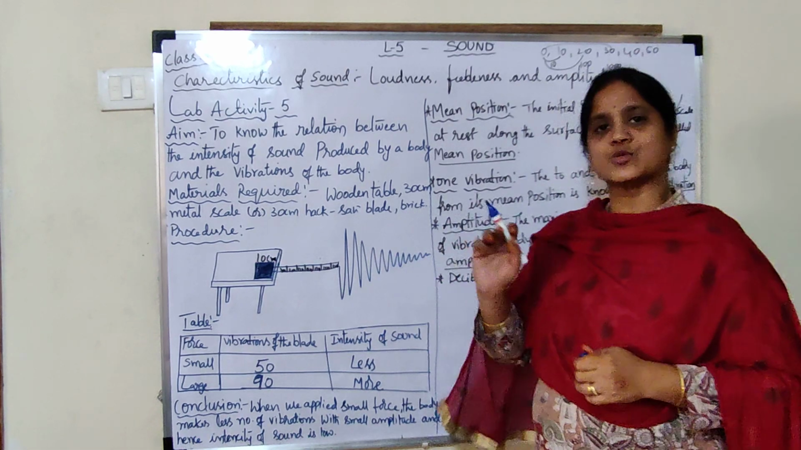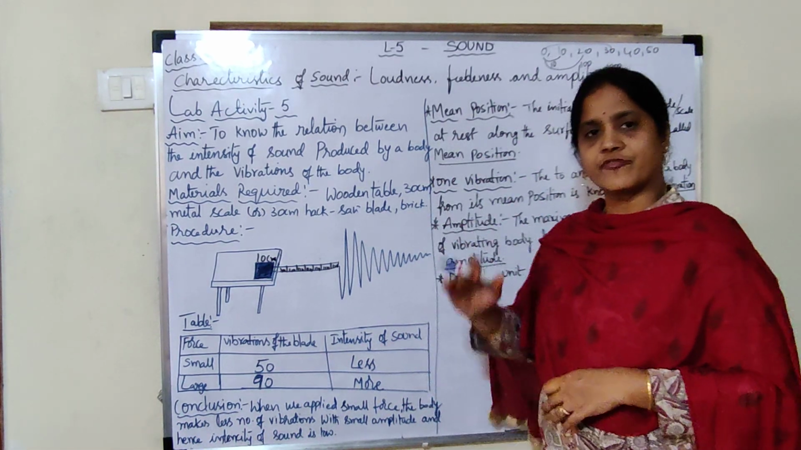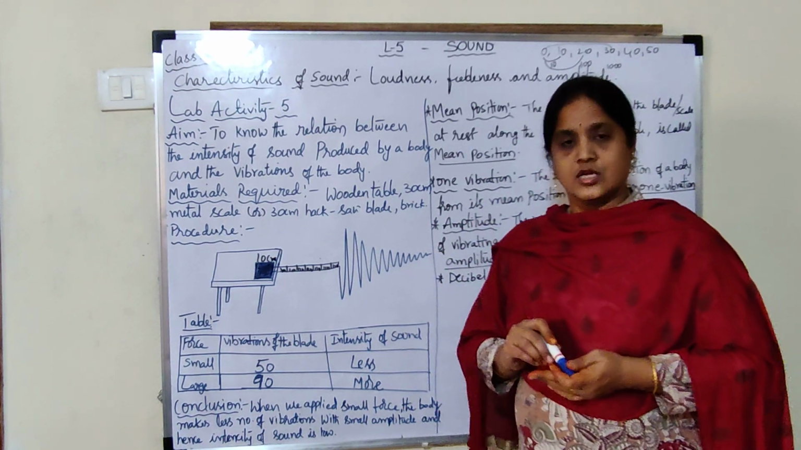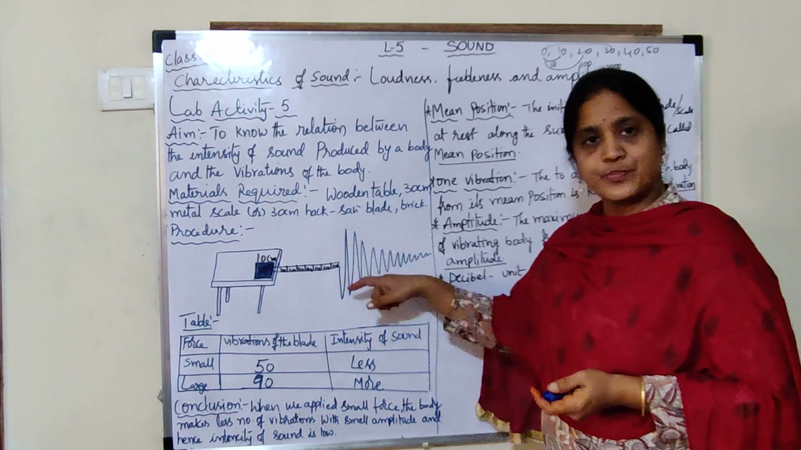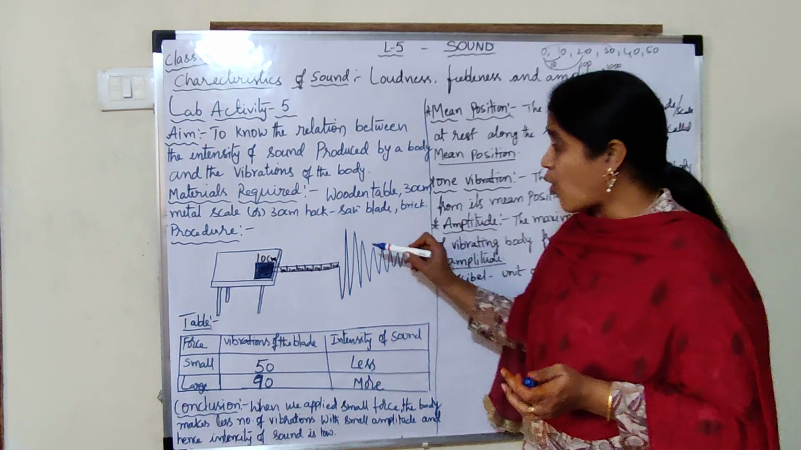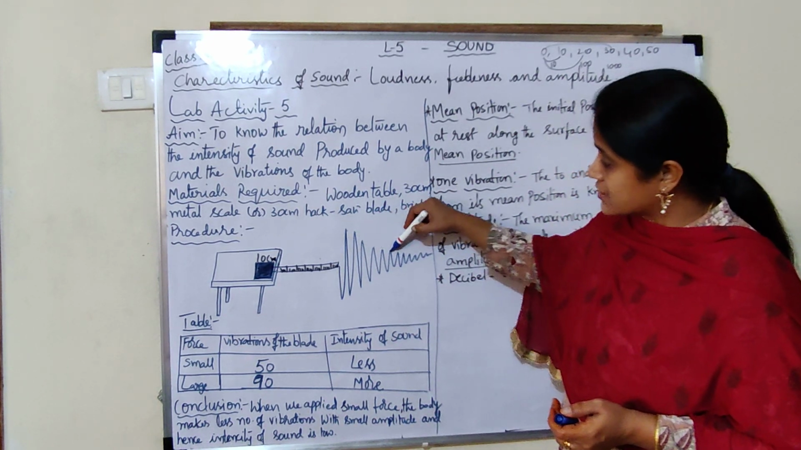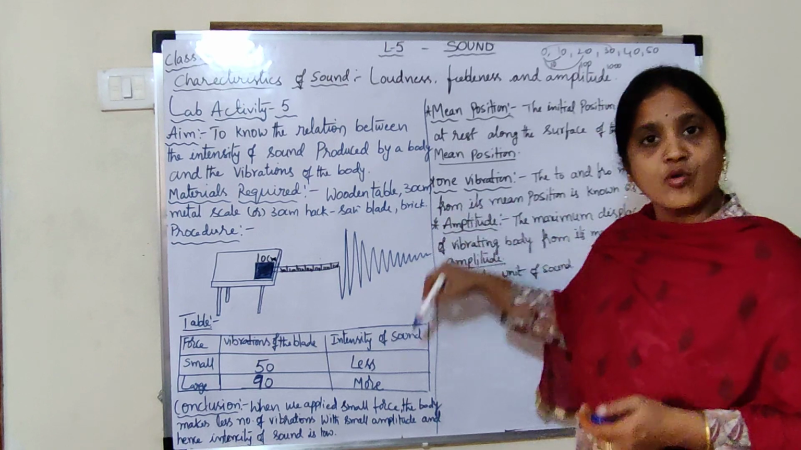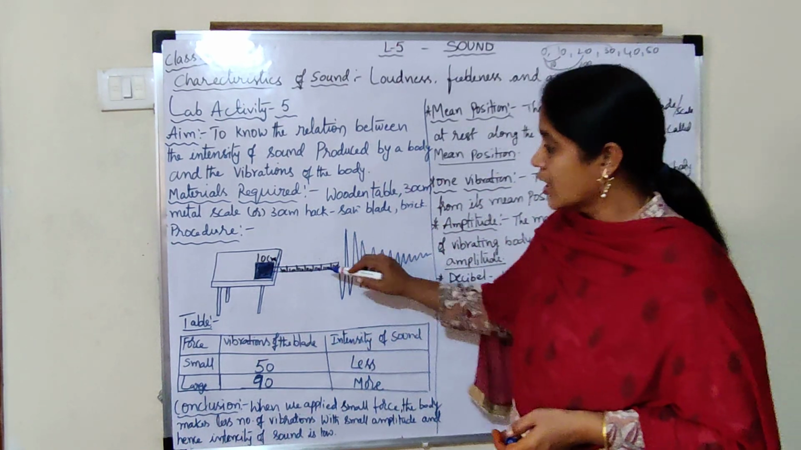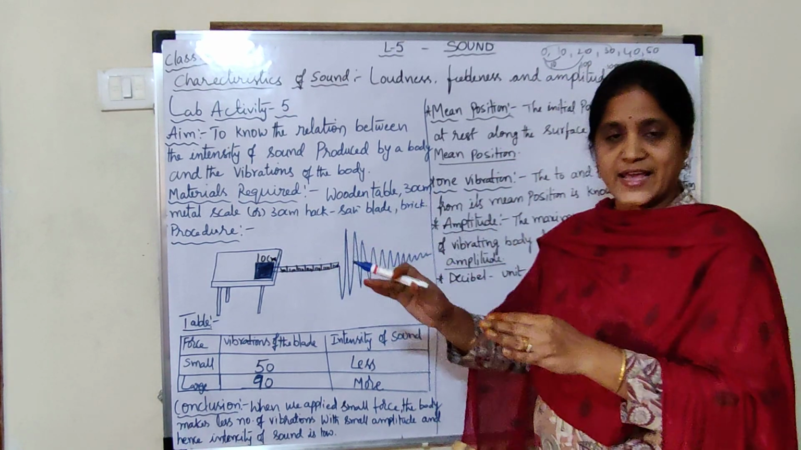And finally it comes to rest position. Like this, it starts vibrating, and after some time it comes to rest position. So when the scale is vibrating, just count the number of vibrations. 1, 2, 3, 4, 5, 6, 7, 8, like that you count it. Now here you see the position of the scale where you placed.